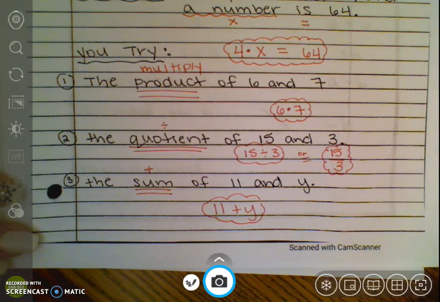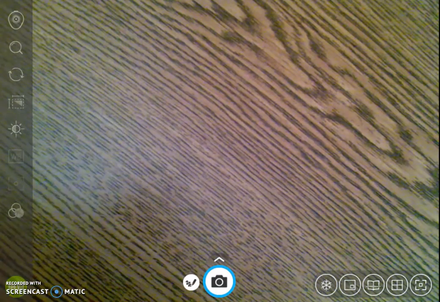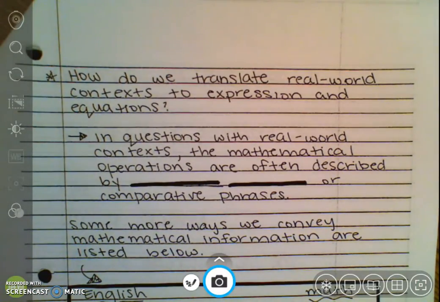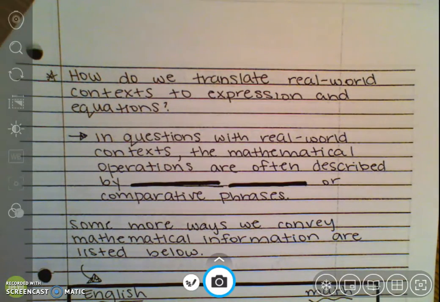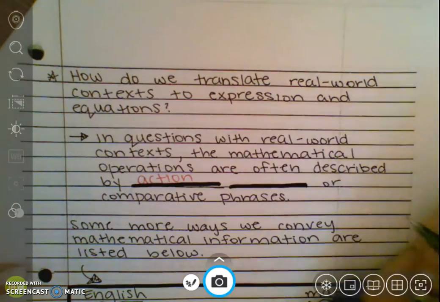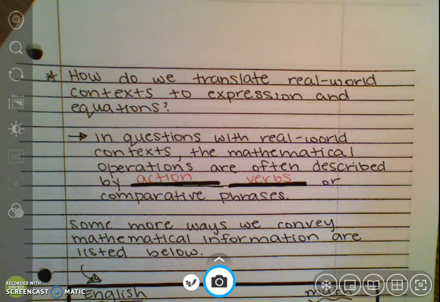Okay, let's go to the next page. Okay, here's the next page. So now we have some different words. It says, how do we translate real-world context to expressions and equations? In questions with real-world contexts, the mathematical operations are often described by action verbs or comparative phrases. So you've probably heard these before.